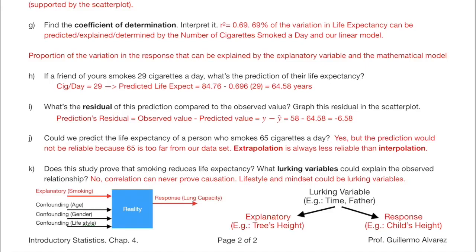Just in passing, this example of the tree and the boy is a good moment to bring back the concept of coefficient of determination, which we introduced in question G. It was also very high in this case, let's say 0.95. The question that this coefficient answers is how much of the growth of the boy can be determined if we know the growth of the tree. The answer is a lot.